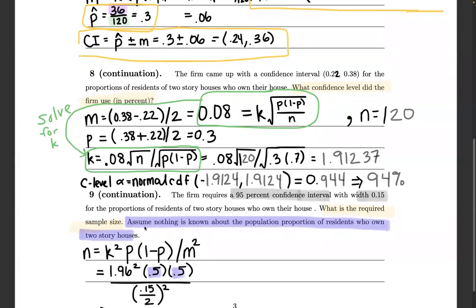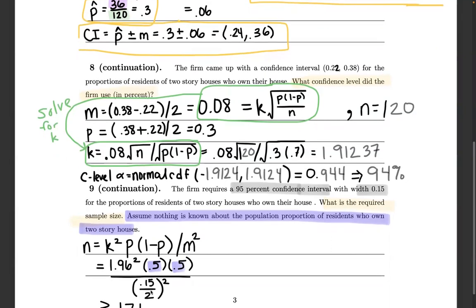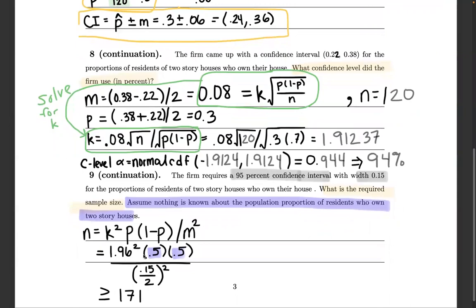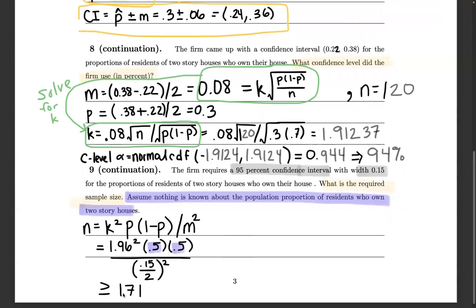And the reason we do this is because of what's highlighted here in purple: assume nothing is known about the population proportion. So whenever a problem says something along those lines, where we don't know the population proportion, we're going to use the P of 0.5. And then we're going to divide that by M squared. So our M is 0.15 divided by 2. So we're going to square that. And then when you enter this into your calculator, you should get that N is greater than or equal to 171. So that is the required sample size of at least 171.